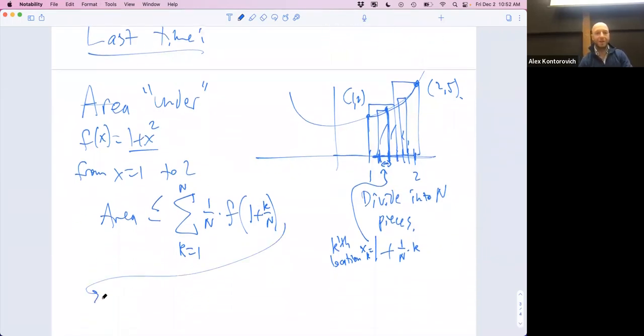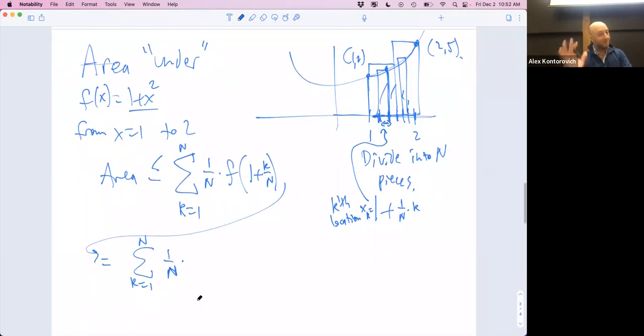So this is equal to a sum as k goes from 1 to n of 1 over n, which, by the way, is a constant, doesn't depend on k, and it's multiplying everything. So I could have pulled it outside, but never mind. The function takes whatever your input is and takes 1 plus the value of that input squared.